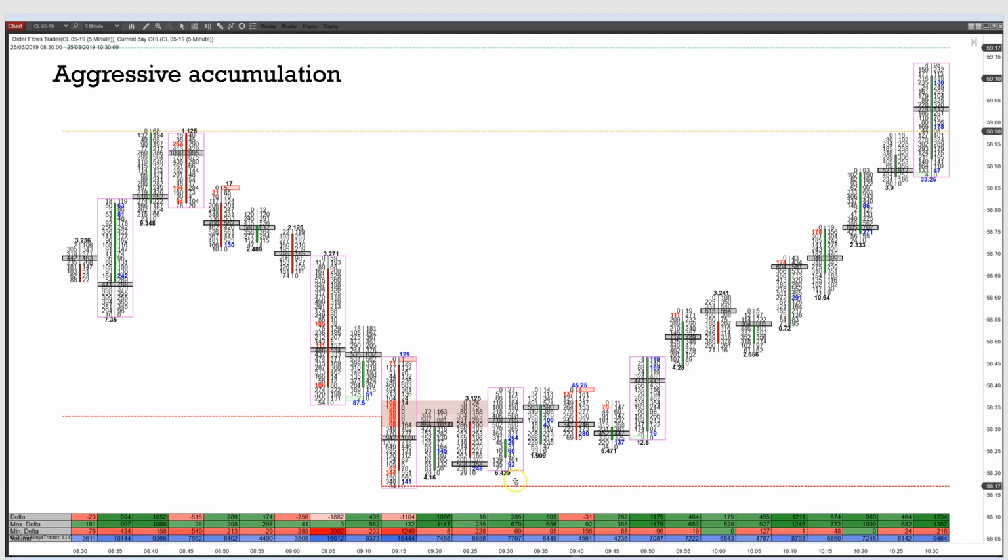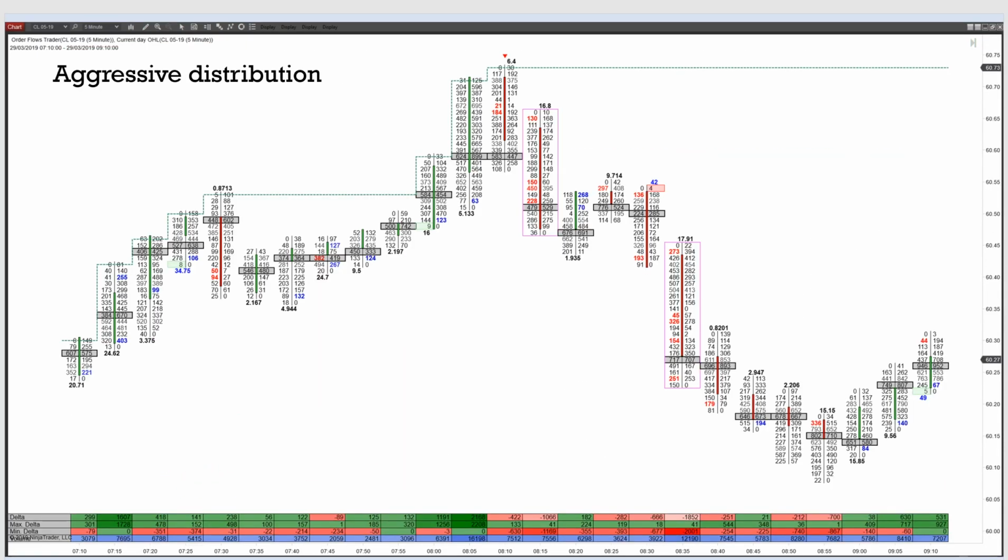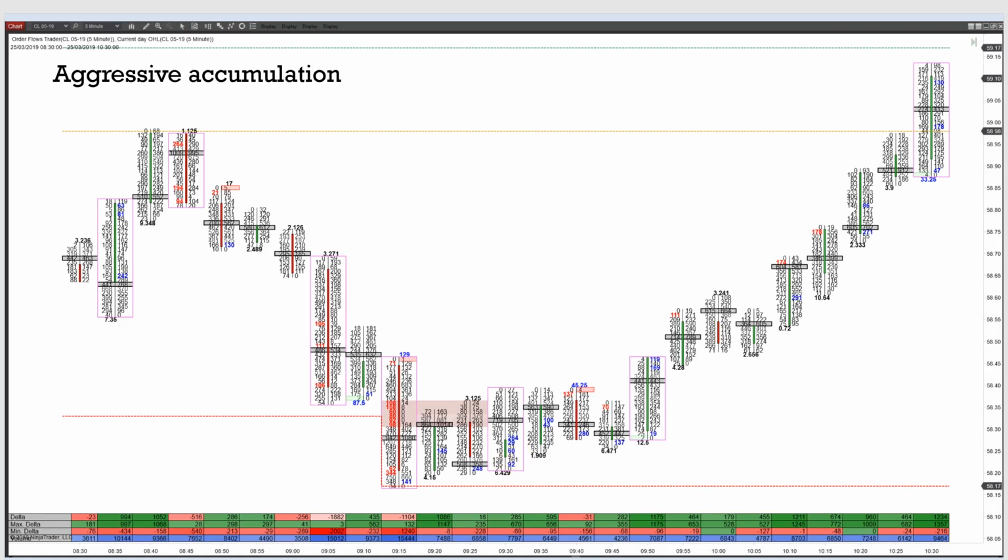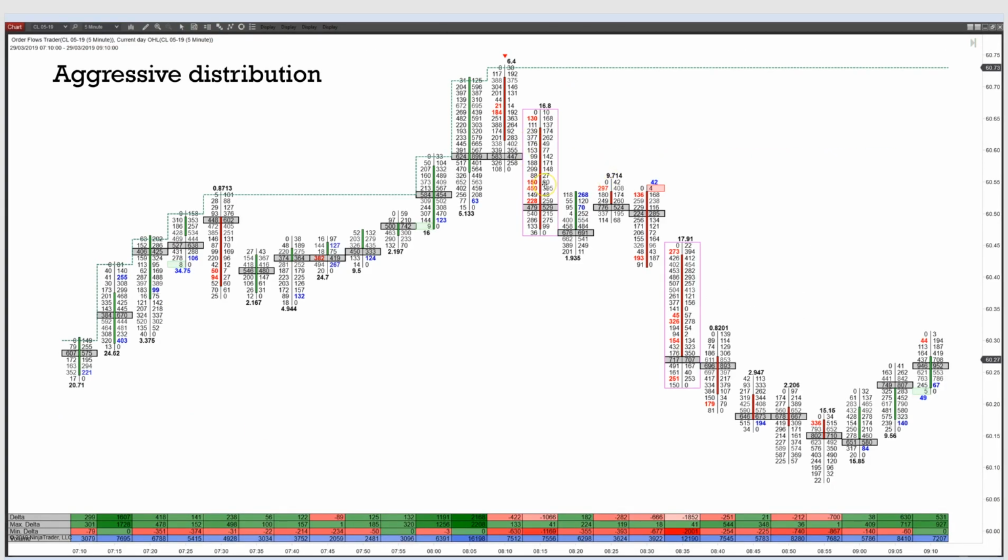But again, aggressive accumulation, for me personally, I'd like to see aggressive accumulation near lows, just as I'd like to see aggressive distribution, which is the opposite of accumulation, at the highs, right? I want to see the selling imbalances come in at the highs. Just as I want to see the buying imbalances at the lows, selling imbalances at the highs.